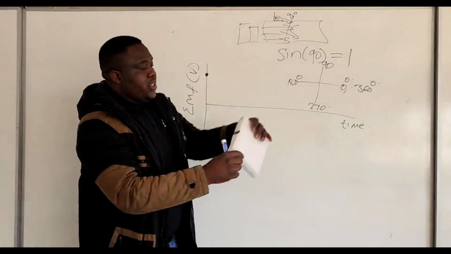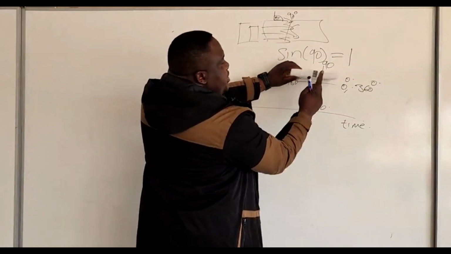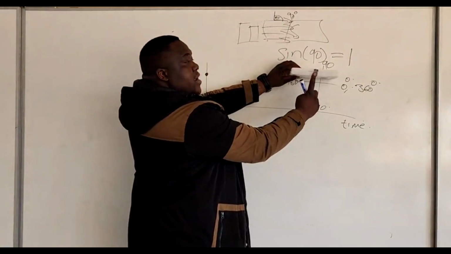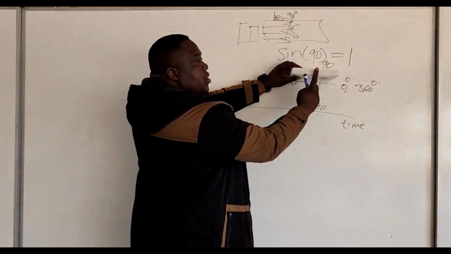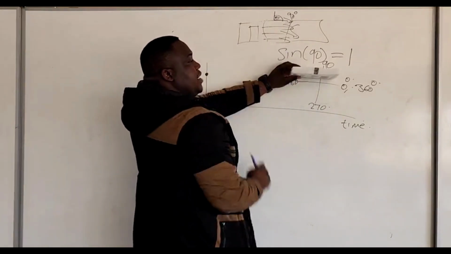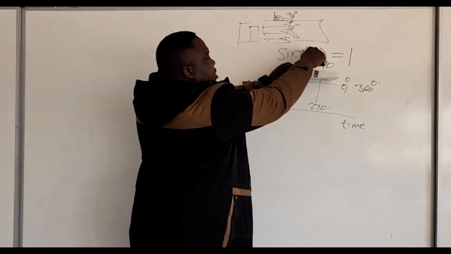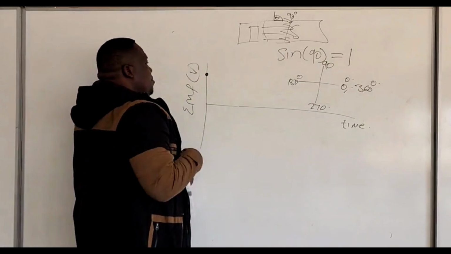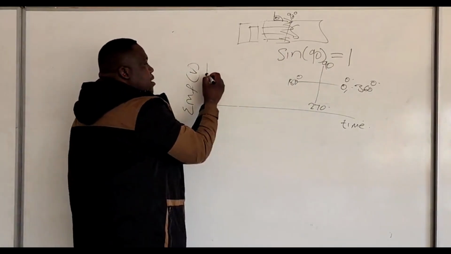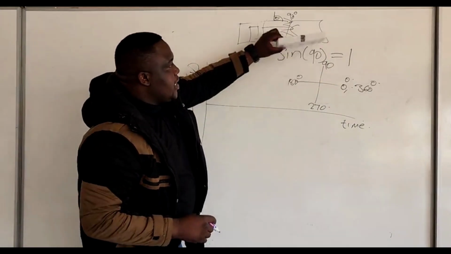So we started from what? From 90. The normal line is perpendicular to the magnetic field line. That's why we got sine 90, which is equal to 1, meaning that we're going to start from a high point. Then let us turn our loop.